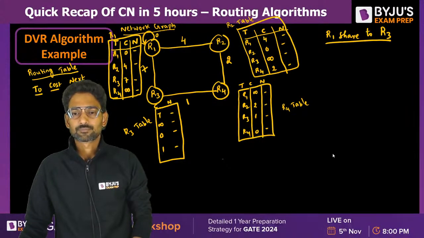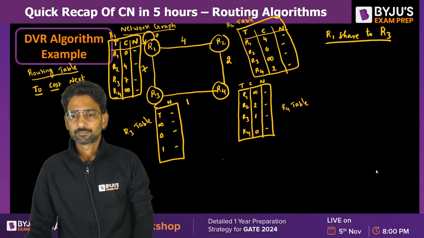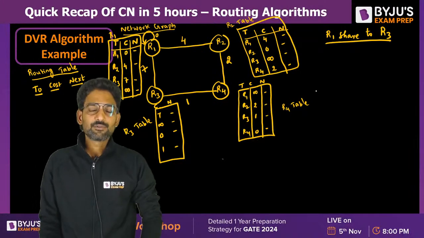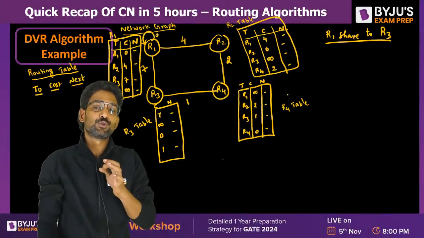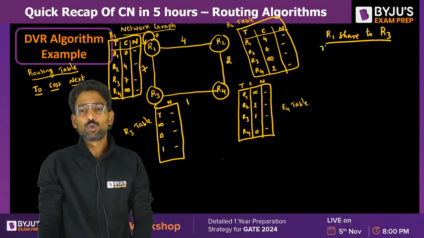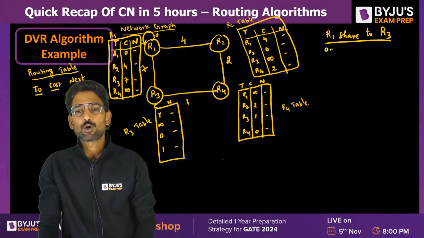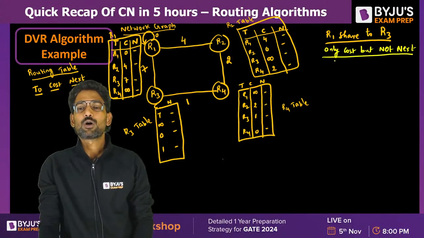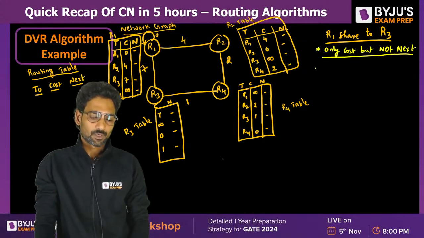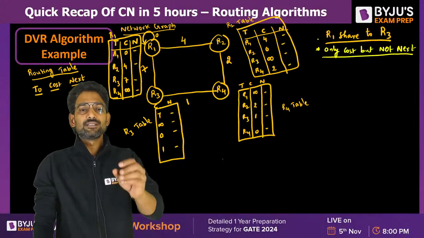Now, what the receiver node does is, the receiver has to compare. Sir, what will be compared? First, you know what is shared. Only cost is shared; To need not be shared. Only cost is shared, dear friends, but not the next column, due to security. Only cost will be shared, not the next column. Okay, that actually becomes a drawback of DVR. So, R1 is sharing this table with R3.